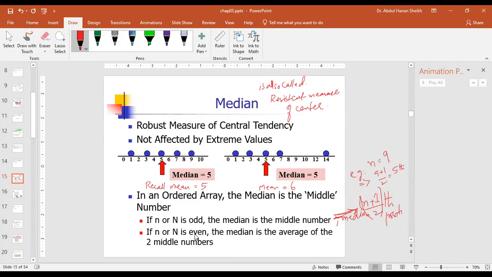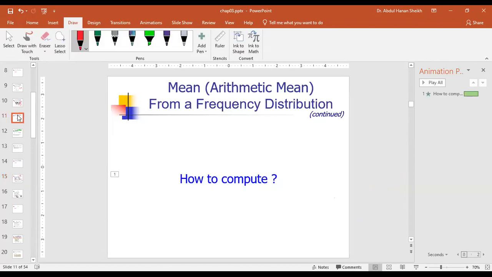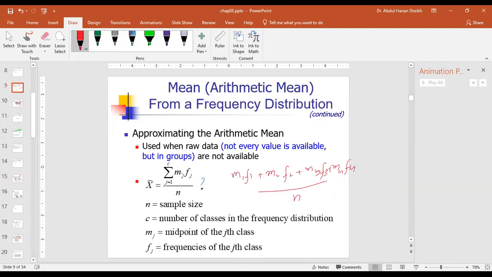I don't know if you would like to have some example. Sir, show an example of an even number. Sure. Okay, so maybe go back to this example. Let me copy some example from somewhere. Median.